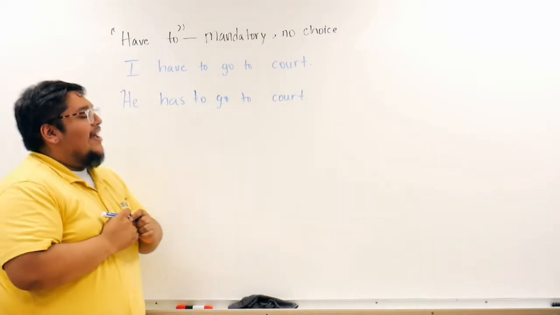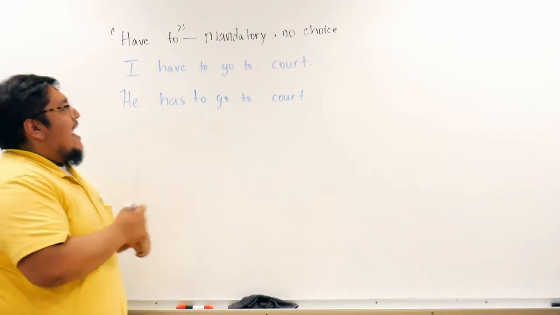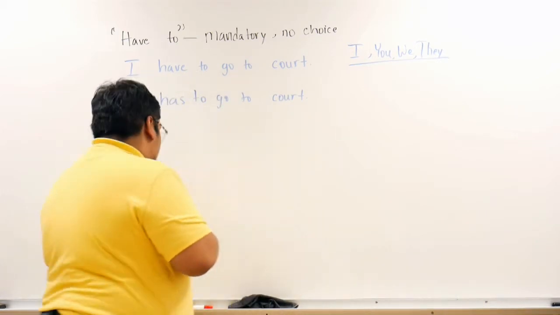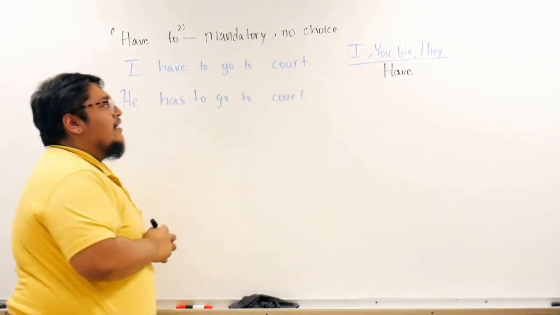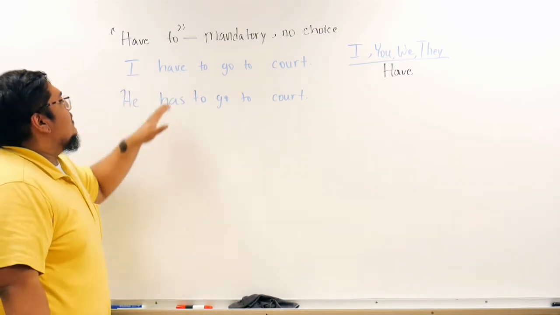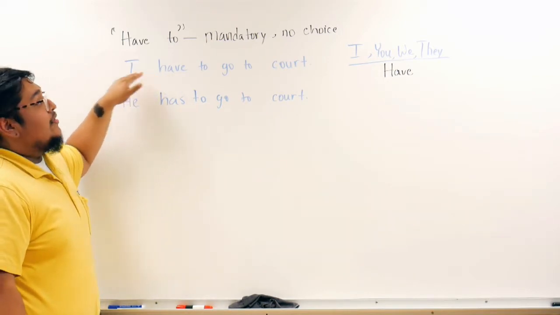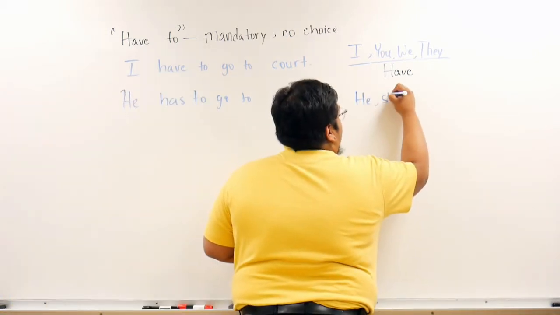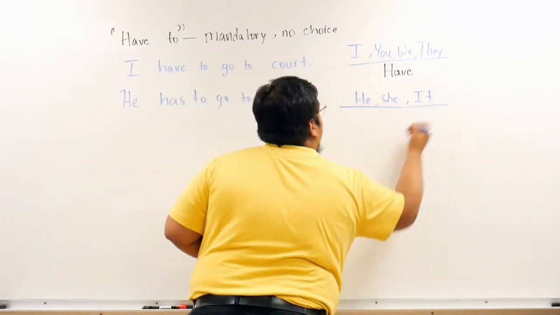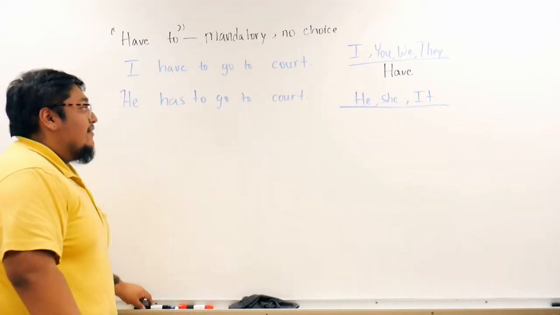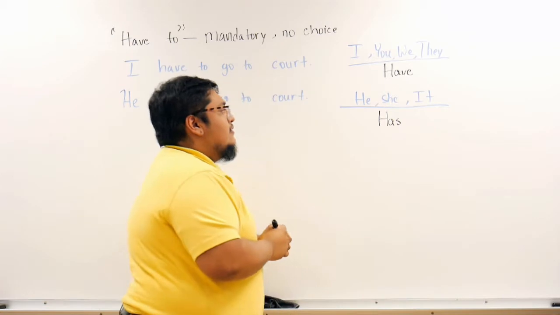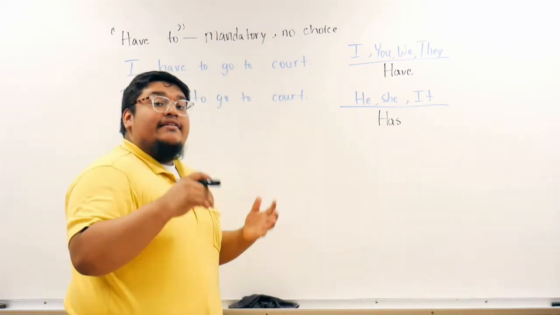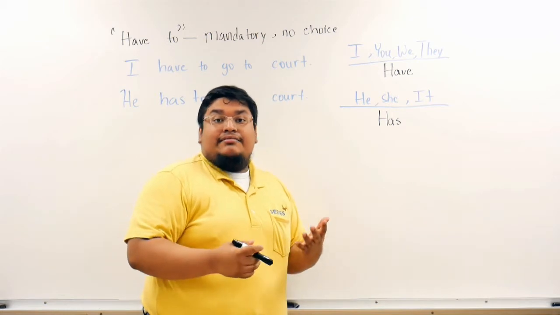Pretty good. So like I said, for examples that have I, you, we, and they, we use the word have. So if you say you have to go to court, have. I have to, we have to, they have to. But if we are using he, she, or it, we don't use the word have anymore. Now, we have to use the word has. So, he, she, it belongs to has, or has belongs to he, she, it. And remember, that also includes names like Sam, Viviana, Mario, Maria, whoever.